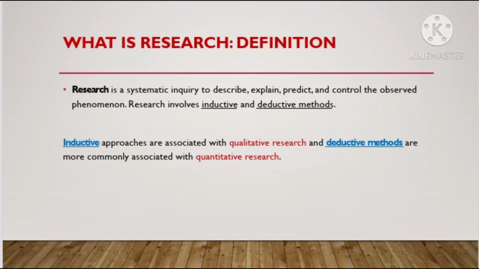What is research? Definition. Research is a systematic inquiry to describe, explain, predict, and control the observed phenomenon. Research involves inductive and deductive methods. Inductive approaches are associated with qualitative research, and deductive methods are more commonly associated with quantitative research.